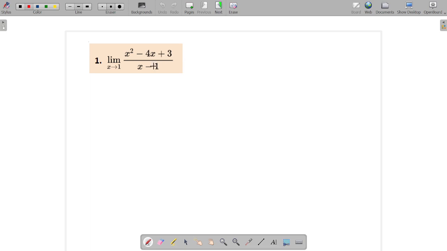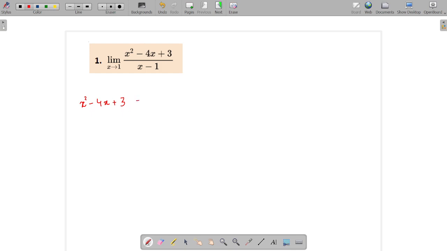So here I can see that I have a quadratic function in the numerator. So let me write the quadratic function in the numerator. This is x square minus 4x plus 3. Now we can factorize this numerator using middle term splitting or any other method.